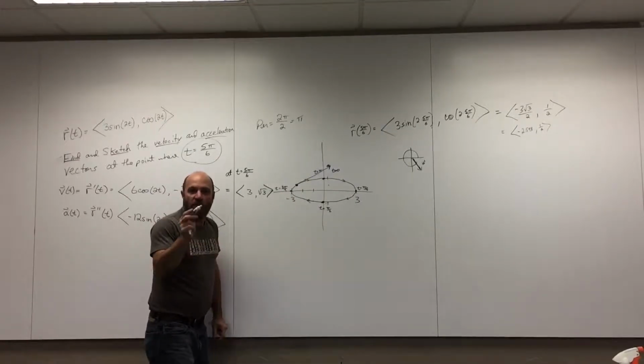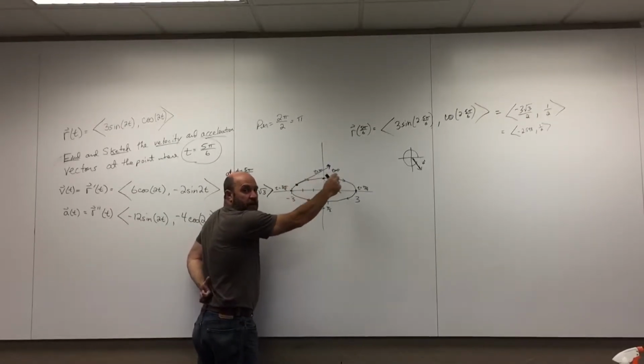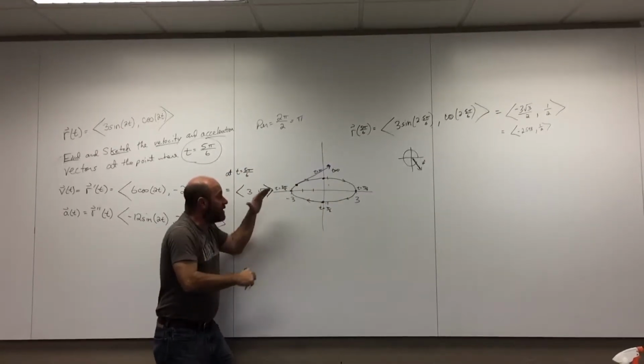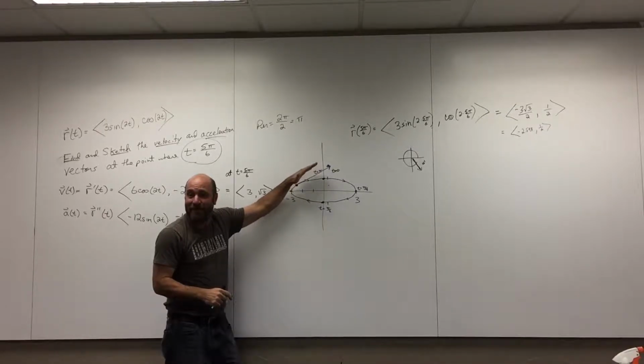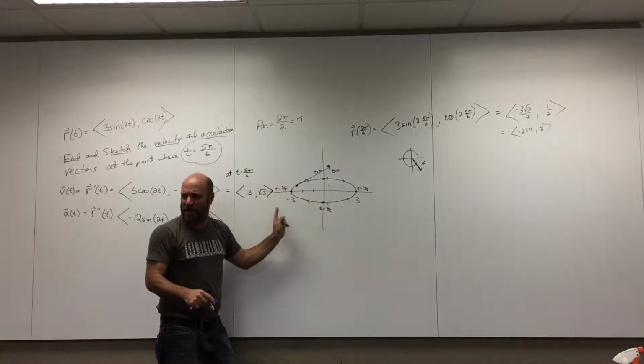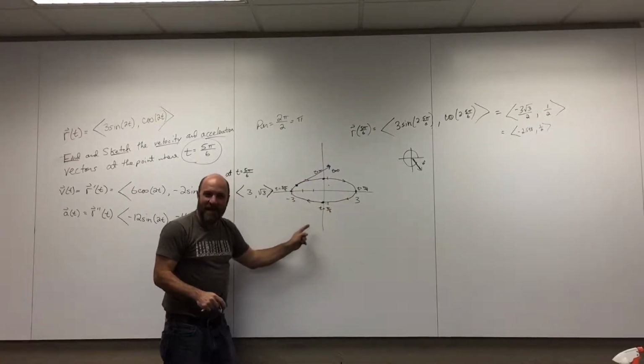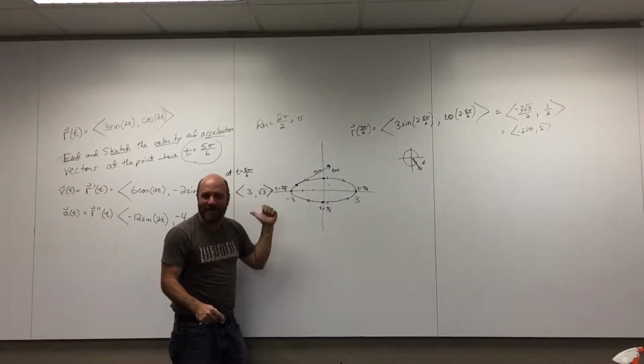Hey, remember we said the orientation of this curve was clockwise? Is that what's going on? Hey, it's a good thing that my velocity vector is pointing that way then. I mean, you should never have your curve orientation going one way and have your velocity pointing the other way. That doesn't make any sense.